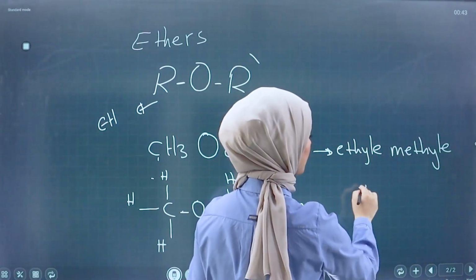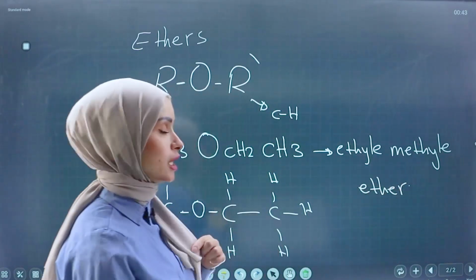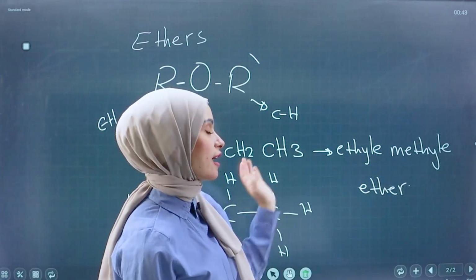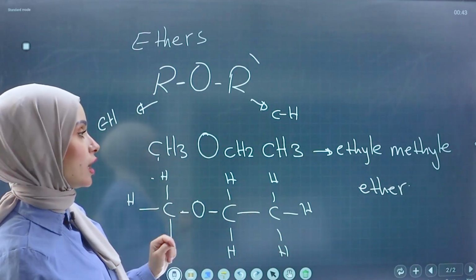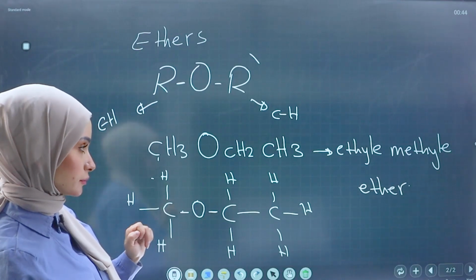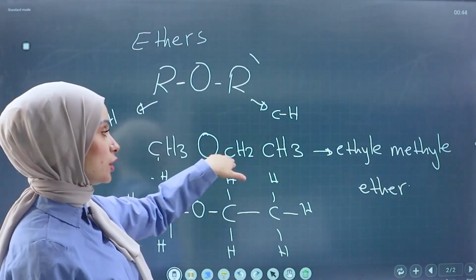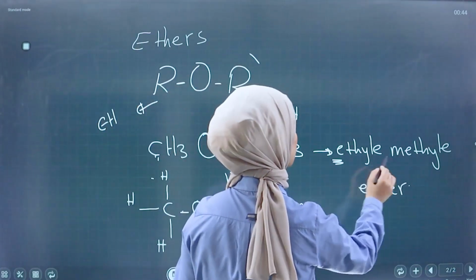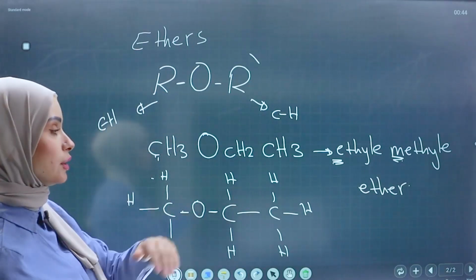and then we add the last section, ether. Ethyl methyl ether. So I know that I have oxygen, I have ethyl, and I have methyl. And why do we start with ethyl, teacher? Because this is E, ethyl, and this is M, methyl. We start by alphabetical arrangement. E comes before M, so we say ethyl methyl ether.